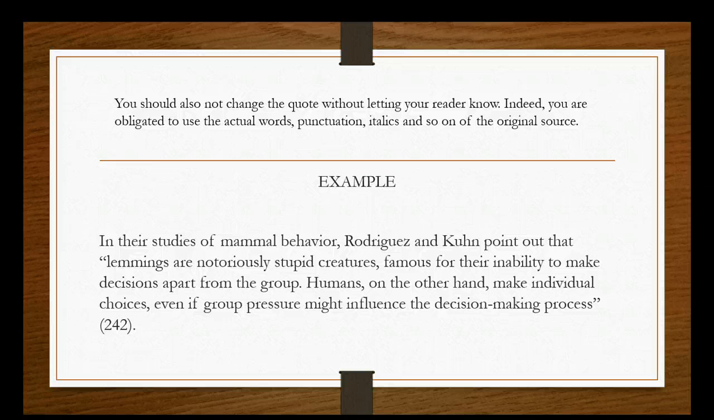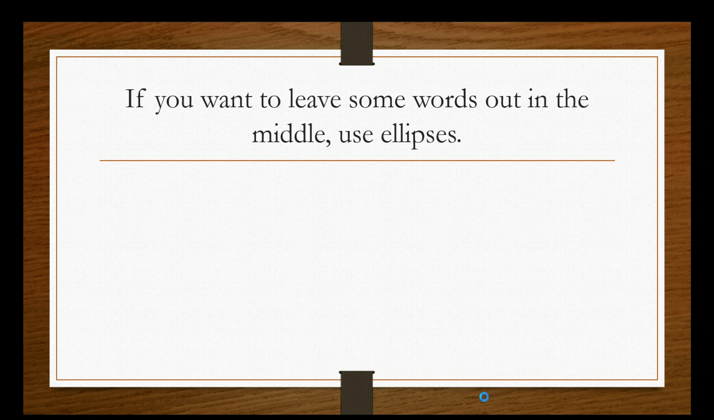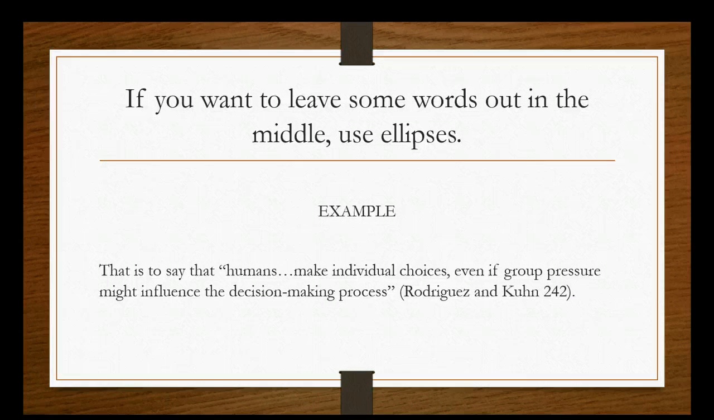So here's an example of a quote, a direct quote. And say we don't need some of this stuff in the middle because it's just too long. We want to get rid of it. If we want to do that, use ellipses, which is like dot, dot, dot. See, we made that quote shorter by taking out some information, just putting dot, dot, dot in the middle. So if you're going to change a direct quote, let your reader know.